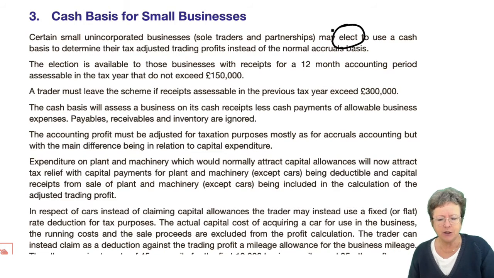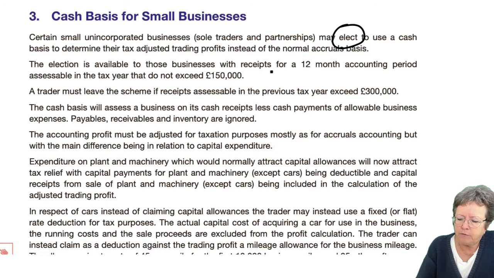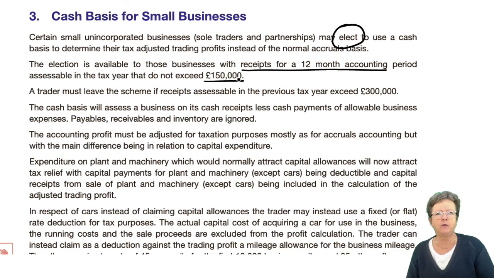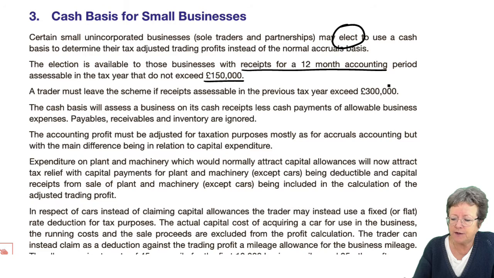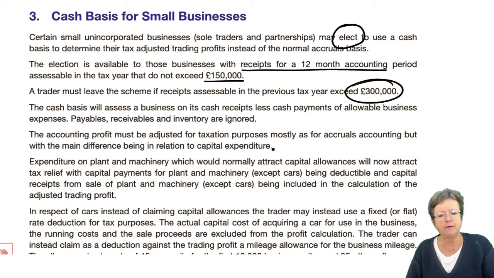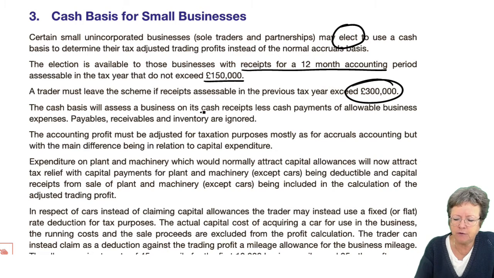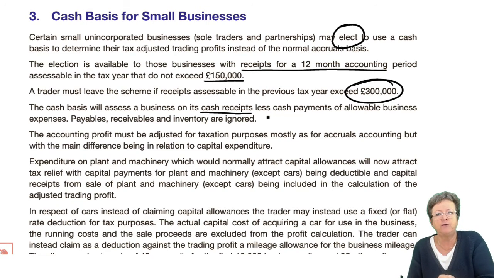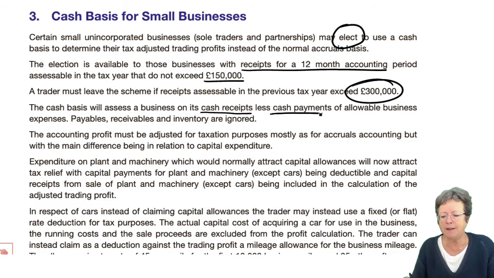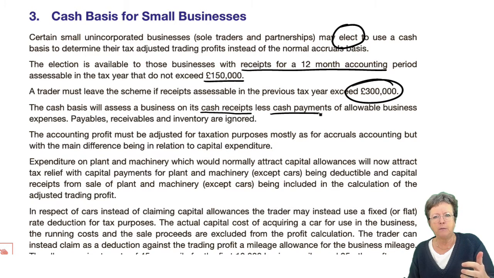Now, it is an election. Your receipts for 12 months must not be more than £150,000. So it's really only for people who are small businesses. And if your receipts exceed 300,000, then you definitely have to leave the scheme. Okay, so basically what happens here, it's cash receipts. In other words, everything that's cash, everything that you receive in money, regardless of when you billed it, less anything you paid in cash, is how we work out how much profit you've made.